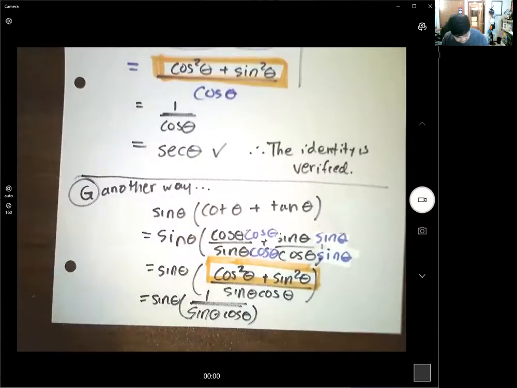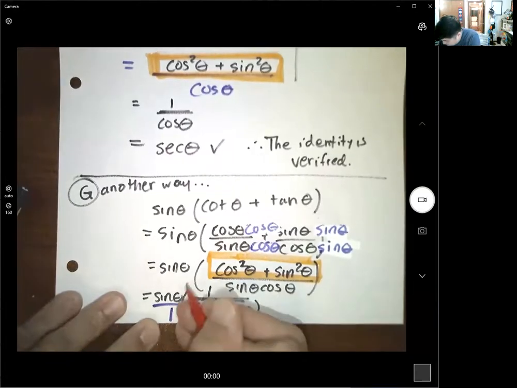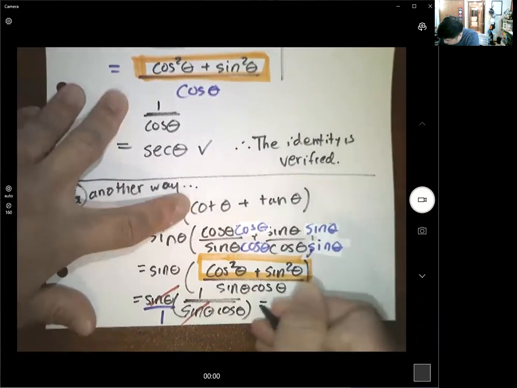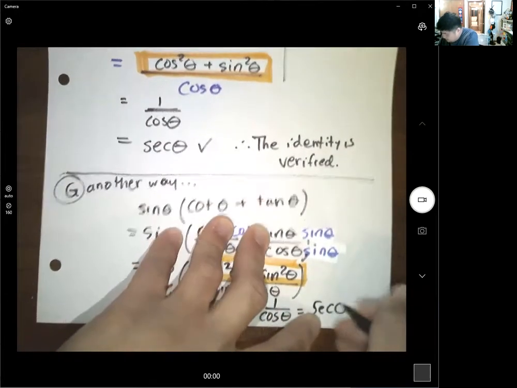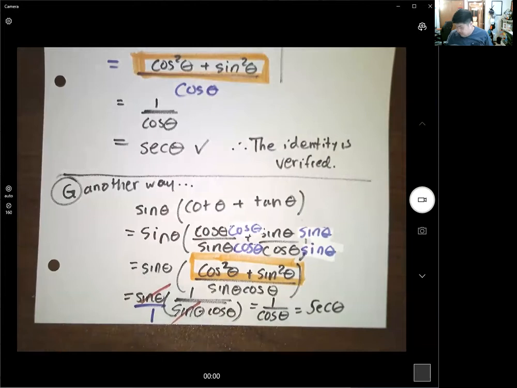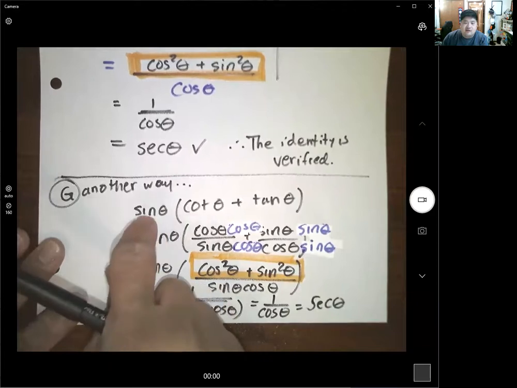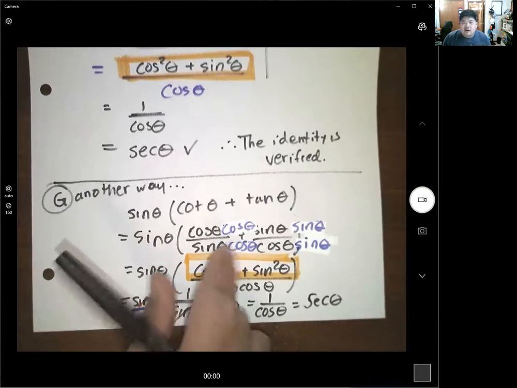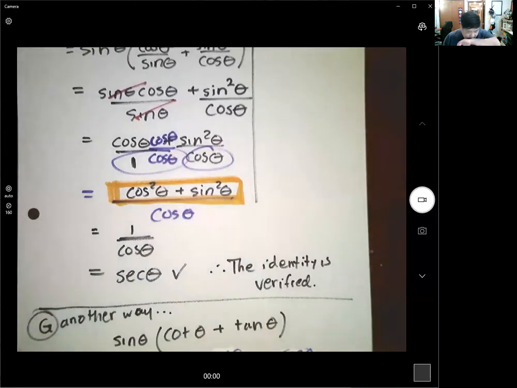And then if I write the sine of theta over 1, then I can see maybe a little bit more easily that the sine of thetas divide out. And so then I'm left with still 1 over cosine of theta, which is secant of theta, which I know is what I was supposed to verify. So again, it doesn't matter if you distribute that sine of theta right here first, or combine the like terms inside of the parentheses, but I went for this way because I saw that the denominator might end up being a little bit more simple to deal with.